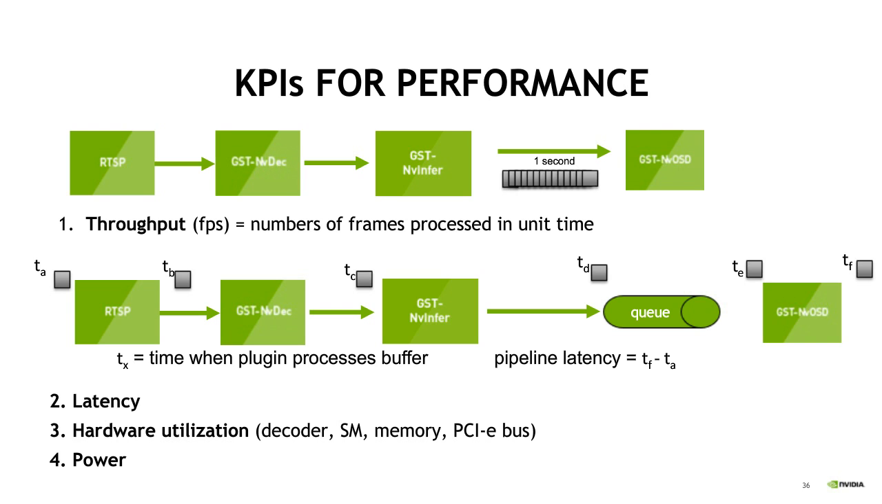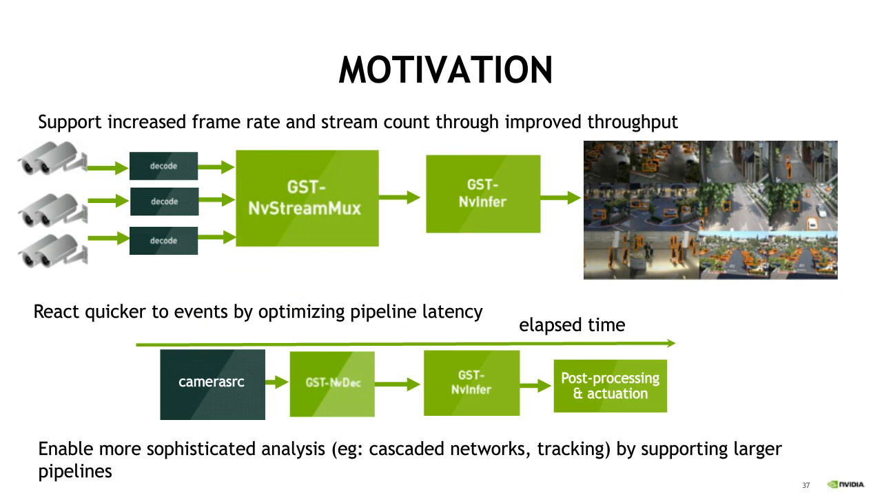Let's look at the benefits of optimizing performance. Increasing throughput allows you to process more frames, which can equate to either processing your existing video sources at a higher frame rate or allow for more video sources to stream to a single GPU. From a system perspective, this can help reduce the number of GPUs needed, thus decreasing the cost of installation. Shorter latency can provide better real-time reaction to events.